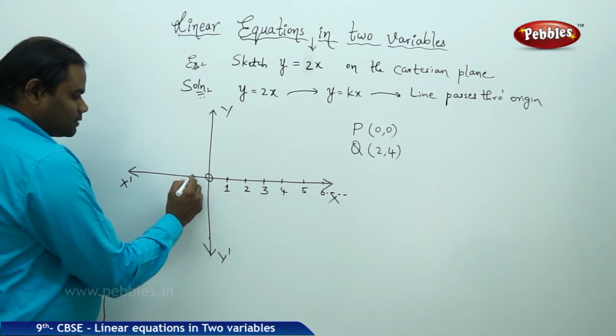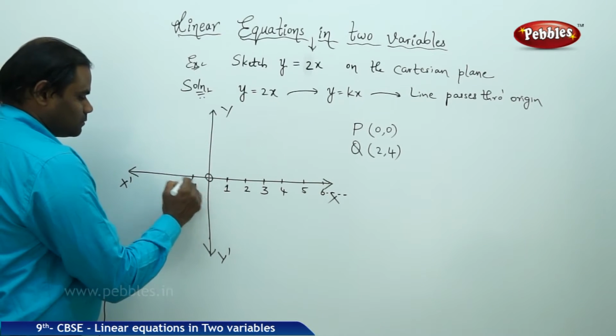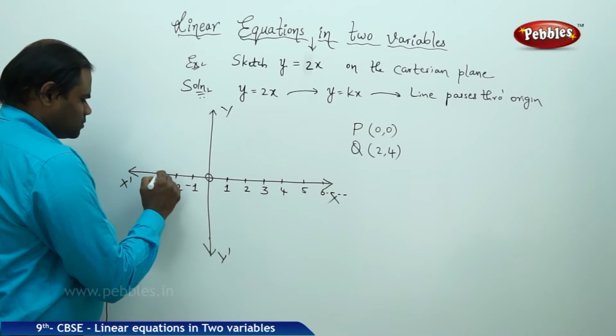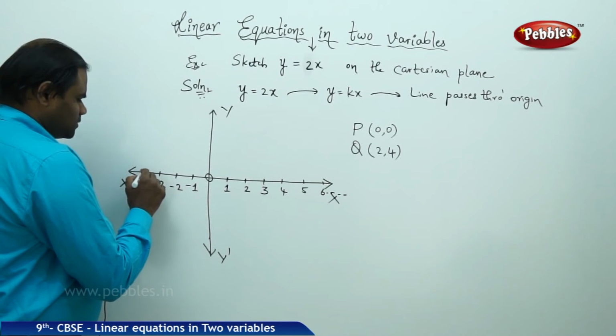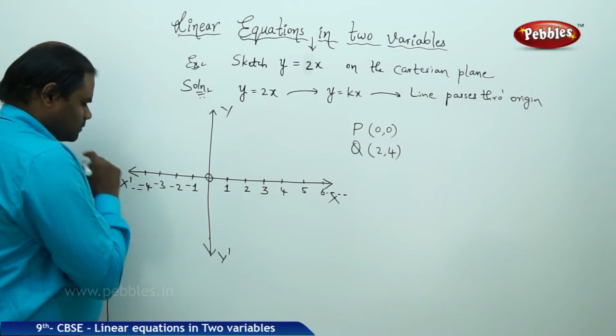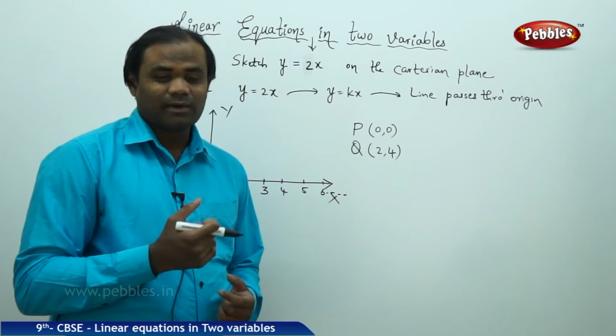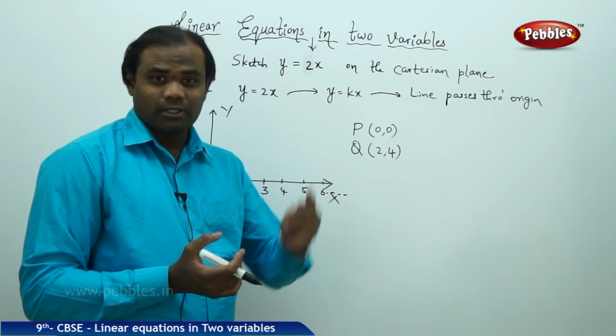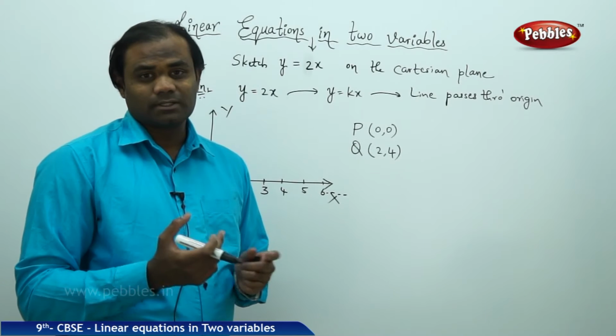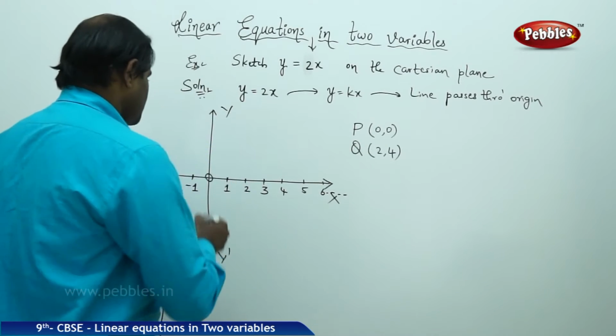And on the left, I have -1, -2, -3, and -4. Similarly, I take a scale of 1 centimeter equal to 1 unit even on the vertical axis, that is the y-axis.